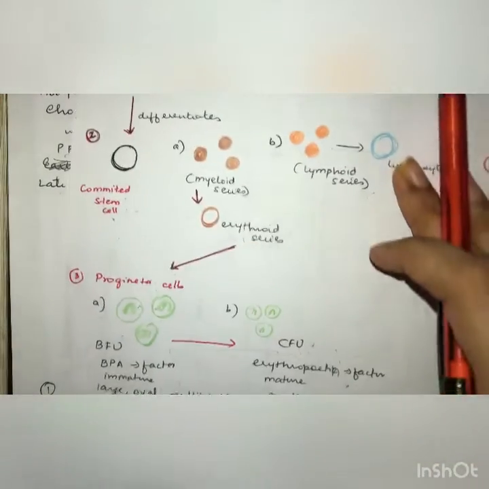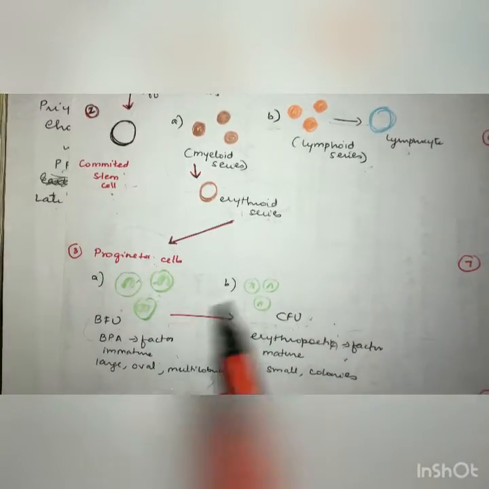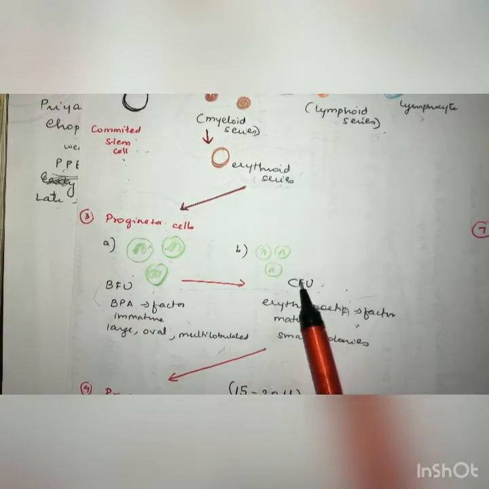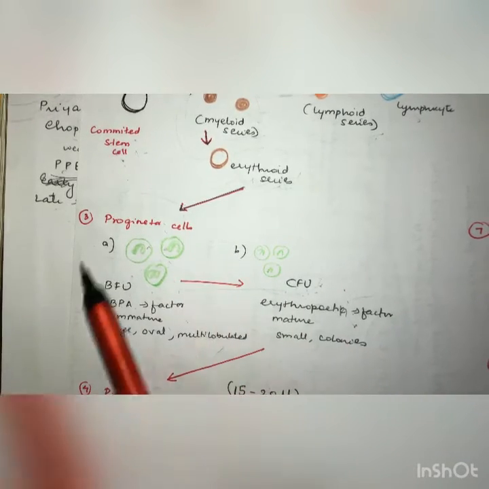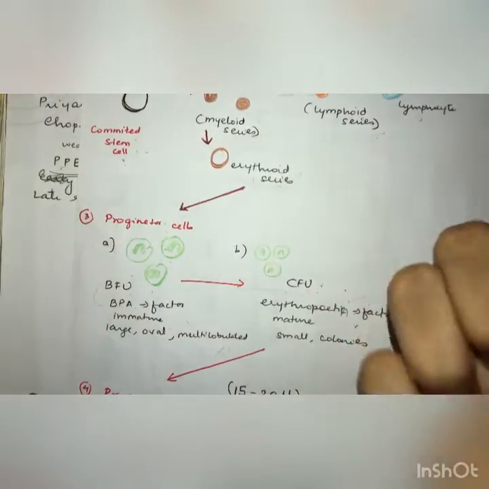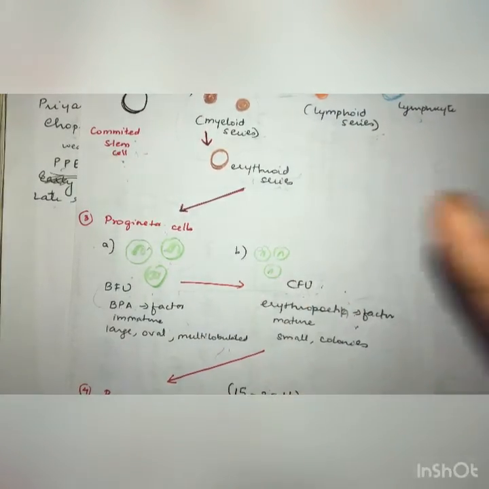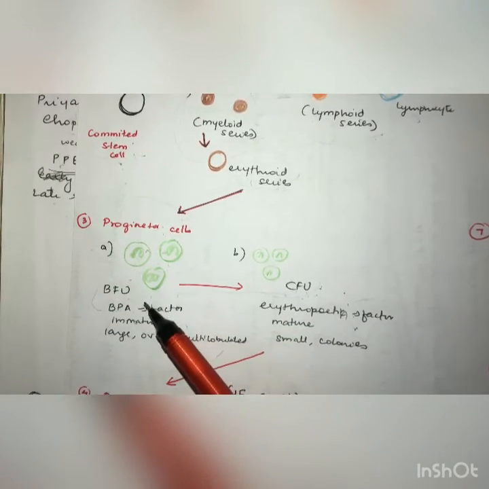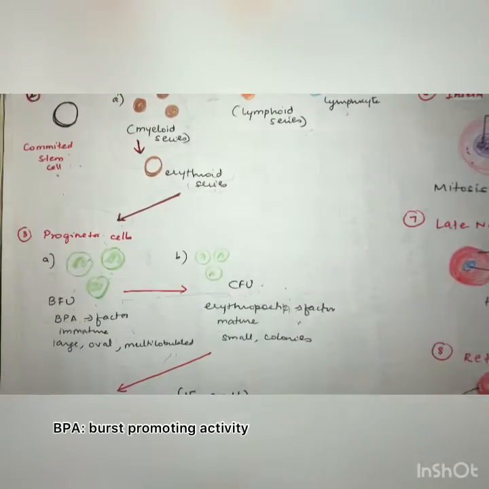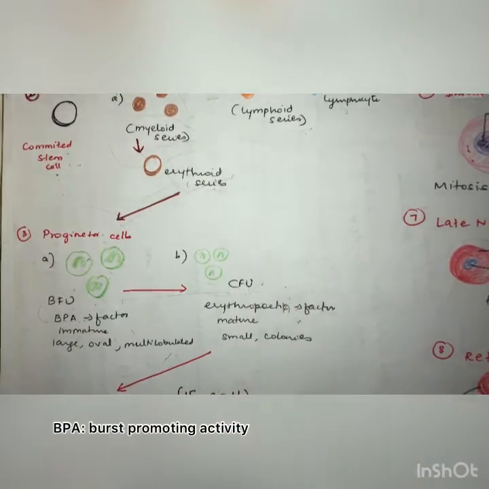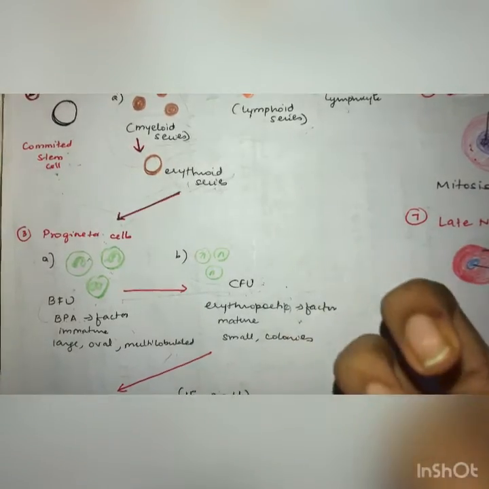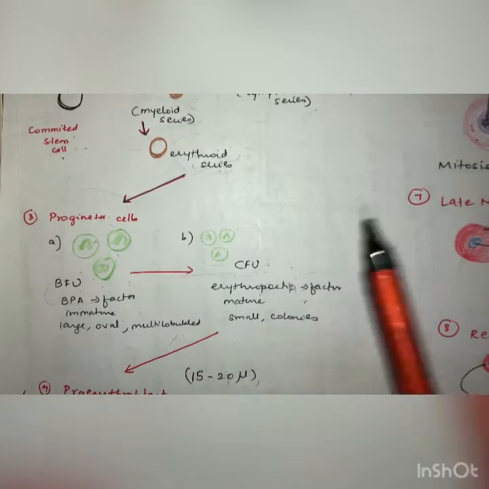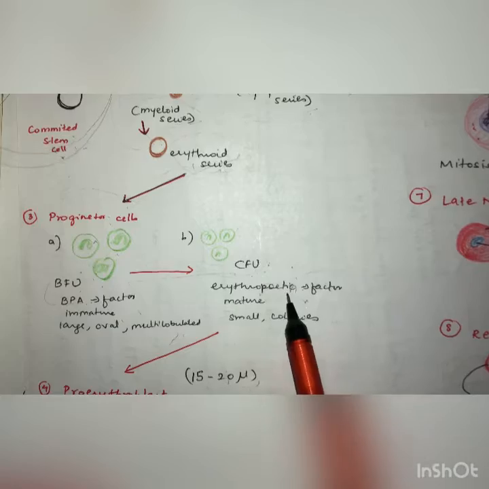Progenitor cells are of two types again: burst forming units and colony forming units. Burst forming units, from the name itself, are a burst of cells. They are large, oval and multilobulated. The factor responsible over here is BPA. Colony forming units are smaller and they form colonies, but they are more mature than the burst forming unit cells, and the factor responsible here is erythropoietin.